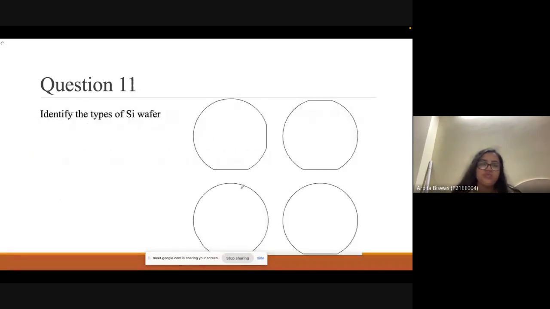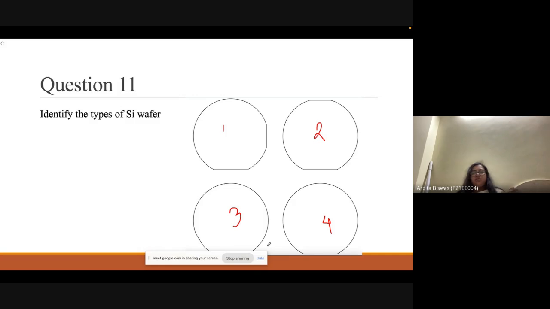So next we are moving towards question number 11. Identify the type of the silicon wafer. Can you identify which type of silicon wafer? There are four types of silicon wafer present. Can you please explain? This is the first, this is the second, this is the third, and this is the fourth.